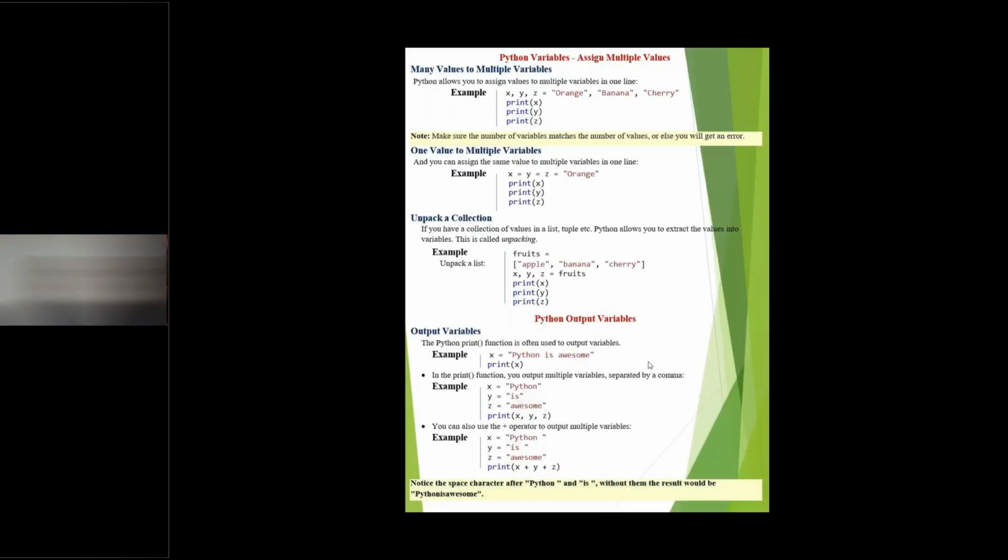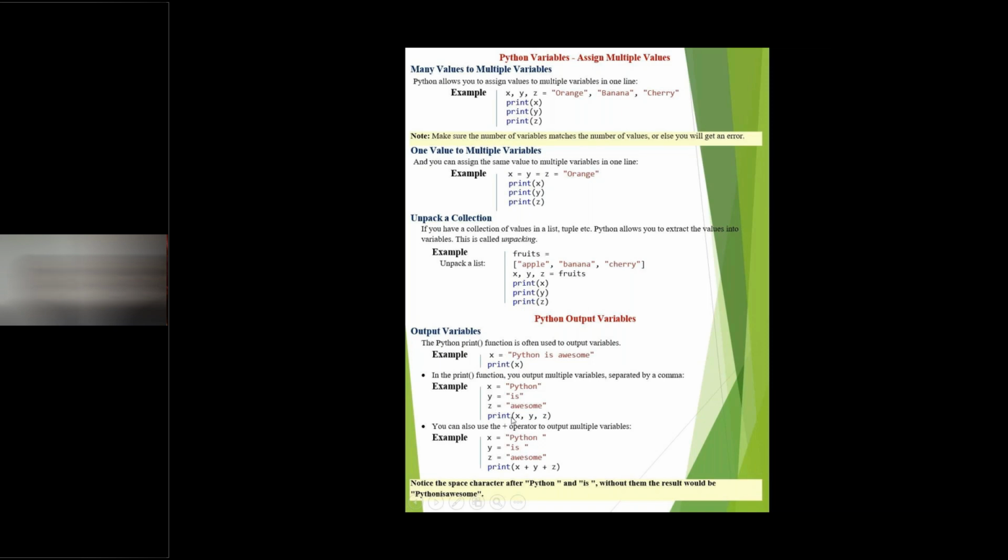Now coming to output variables, Python output variables. The print function is used for output purposes. We have seen an example earlier also. x is equal to Python is awesome. Print x, it will print the x value. Likewise, x, y, z is equal to Python, is, awesome. If you print x, y, z, it prints all the values, that is Python is awesome.